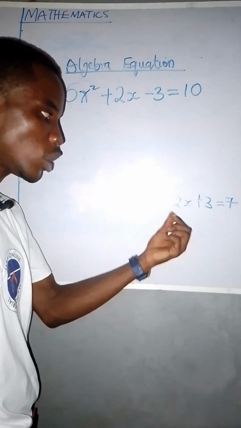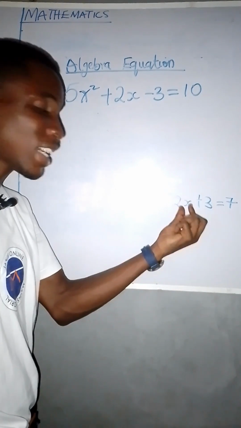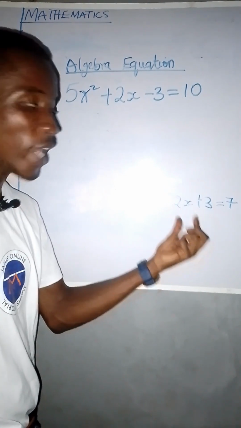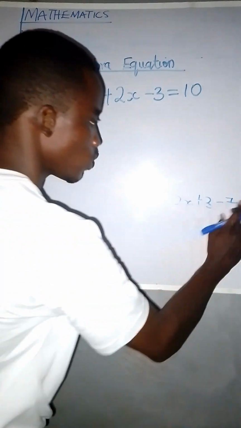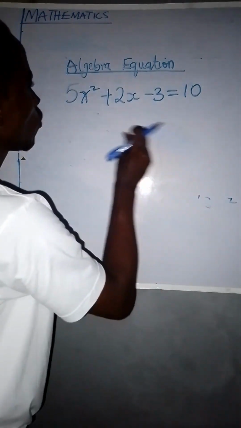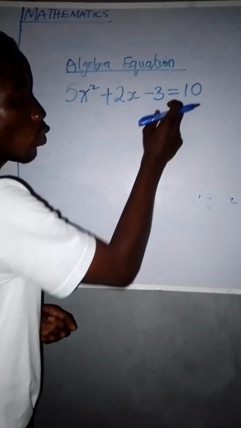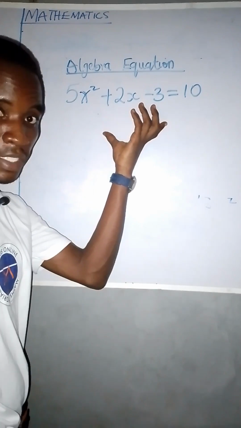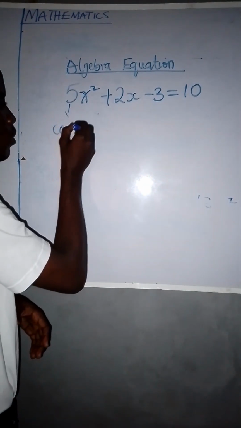Remember, algebra deals with what? Letters and numbers. The letters are the variables, while the numbers attached to that particular letter are known as the coefficients. So this is an example. We have 5x squared plus 2x minus 3 equal to 10. So the 5 here represents what? It is the coefficient.